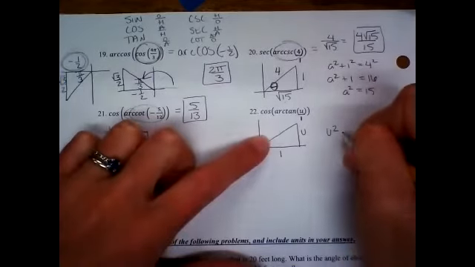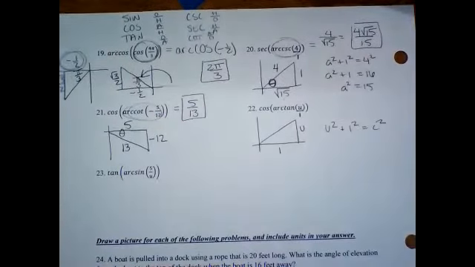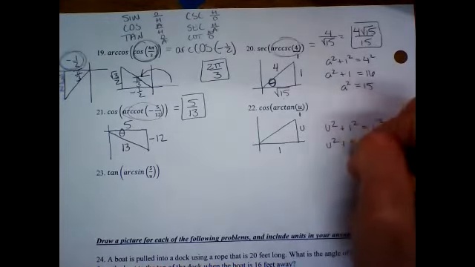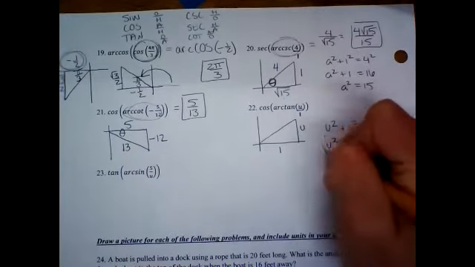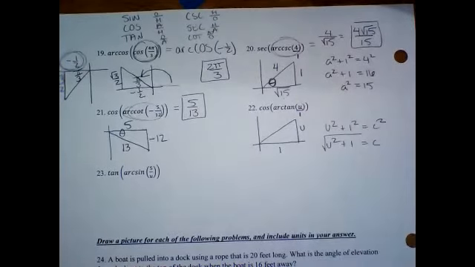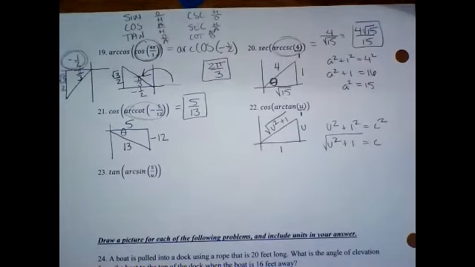It's going to be u squared plus 1 squared equals c squared, or whatever you want to call the hypotenuse. If you want to call it x, you can do that. And so 1 squared is just 1. And to get c by itself, what would you have to do? Get the square root and just leave it alone. That is just fine. Don't discriminate. It's a great answer. Just don't do anything to that.